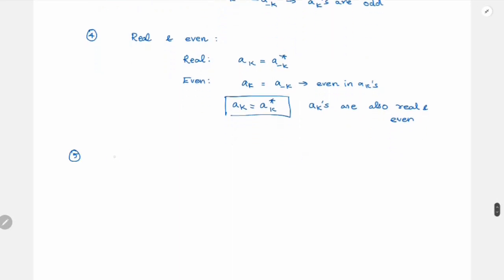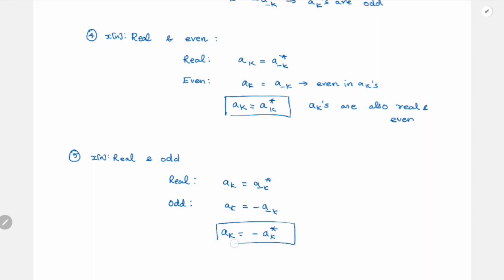If x[n] is real and odd, then what happens? For real, you have a_k equal to a_{-k} star, and for odd you have a_k equal to minus a_{-k}. So a_k is going to be equal to minus a_k conjugate, right? So the a_k's are going to be purely imaginary and odd.